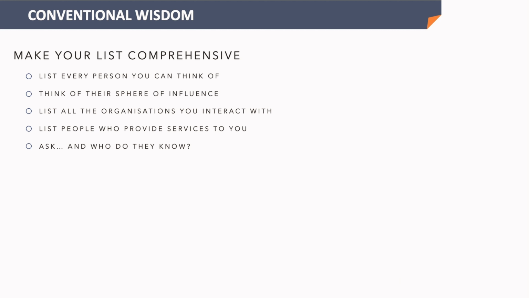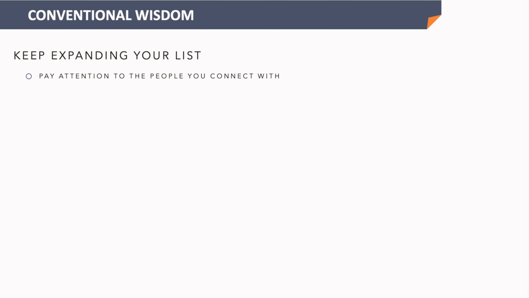What we then want to do at this point is ask all of those people on the list, well, who do they know? What is their sphere of influence? Because we want to add as many people to this lead list as possible so that we never run out of people that we want to connect with. The next thing we want to do is to keep expanding on this list. We want to pay attention to the people that you connect with. Because the key takeaway here is that if we're continually adding people to the list, we will never run out of people to talk to.